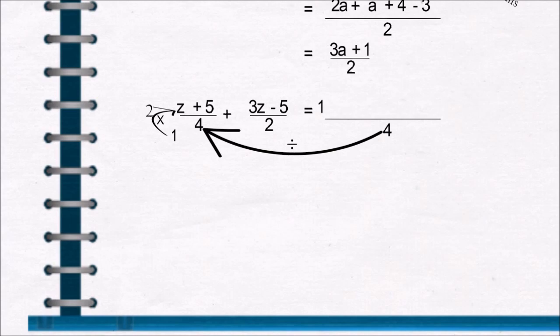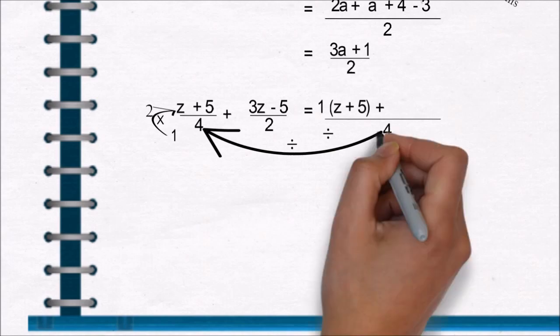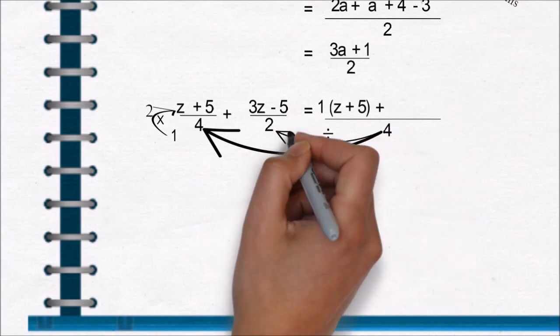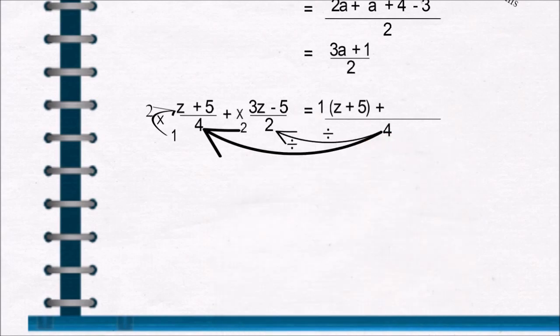So we have 1 open bracket z plus 5. Then next, we use 4 to divide 2. And when 4 divides 2, we have 2. Then we use the 2 to multiply everything at the numerator. That will be plus 2 multiplied by (3z minus 5) close bracket. The next thing we have to do is to remove the brackets in this case.